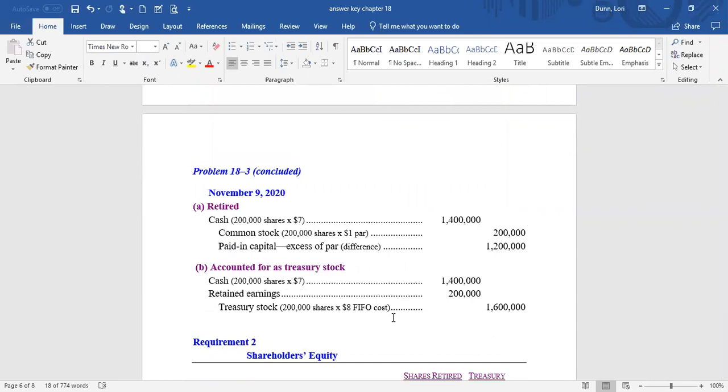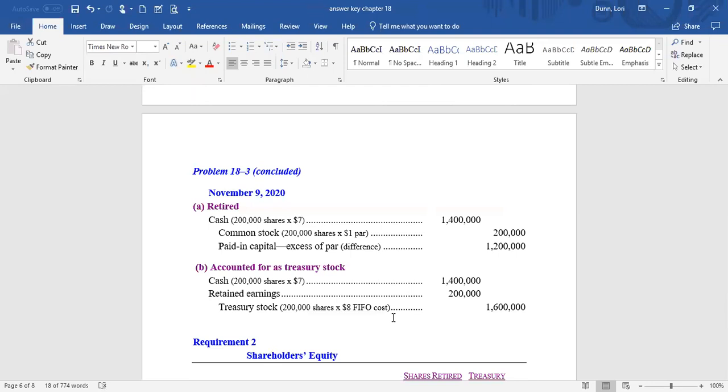If we remove the shares according to FIFO, we go and say, well, what were the oldest shares in our treasury stock? What were the first shares of stock purchased as treasury stock? Well, the 300,000 that cost $8 each. So when we credit treasury stock to remove these stocks labeled as treasury because they're being sold back into the market, we do it at 200,000 shares times the $8 per share. So we paid 1.6 million. We sold them for 1.4.